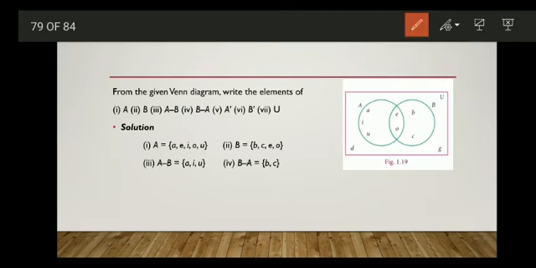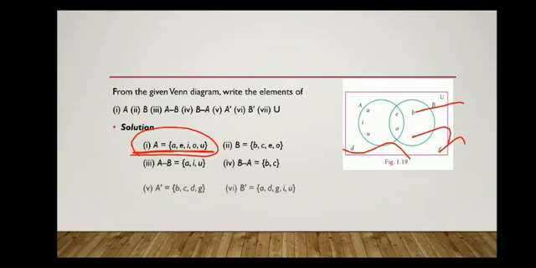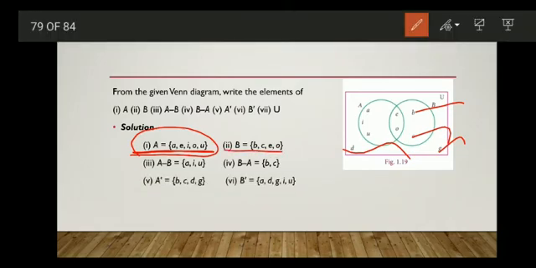Okay, then A complement. Elements other than the elements of A. What are the elements of A? A, E, I, O, U. Elements other than these in this set, that is B, C, D, G. B, C, D, G. Then B complement. Elements other than B, C, E, O. What are all the other elements? A, I, U, D, G. Right. So A, D, G, I, U.